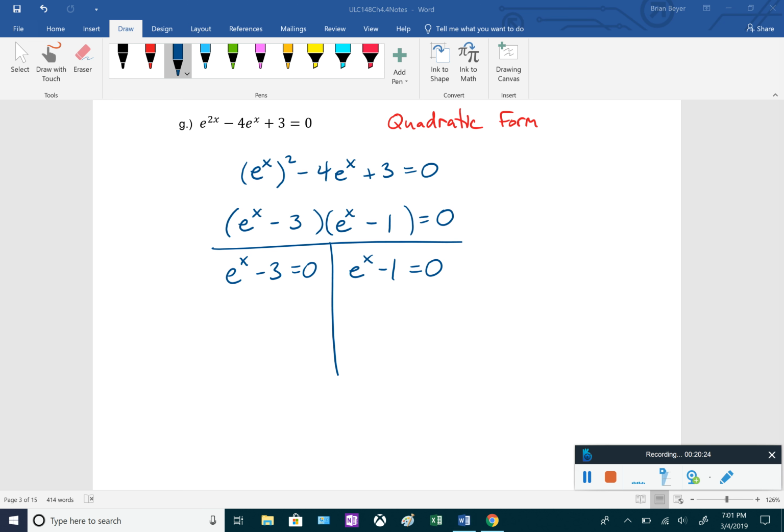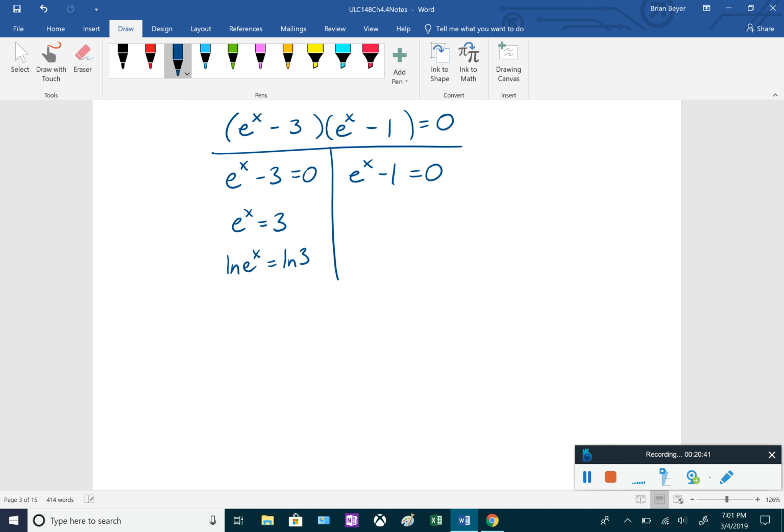Solving the one on the left, e to the x minus 3 equals 0. We add 3 to both sides, so now it's like we have these mini exponential equations. We get e to the x equals 3. We take the ln of both sides, and we get ln of e to the x equals ln of 3. The ln and the e cancel. We get x equals ln of 3. And as a decimal, if that's how you want it, plug it in the calculator, it'd be about 1.1.